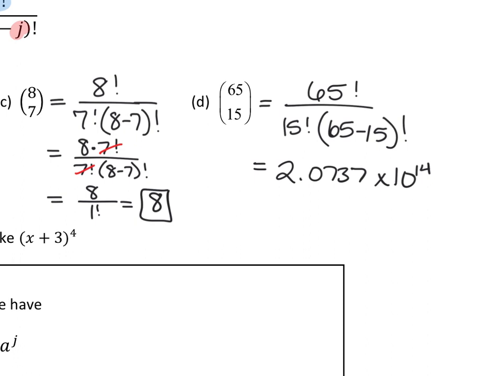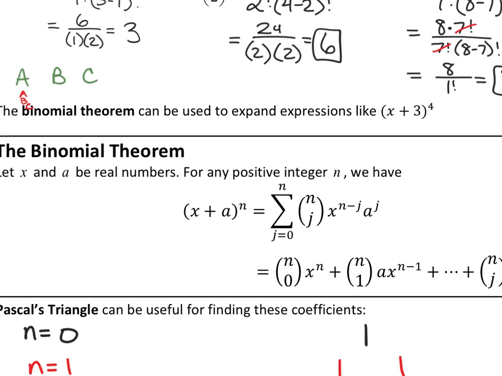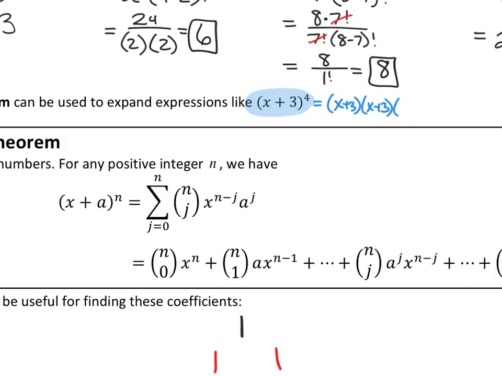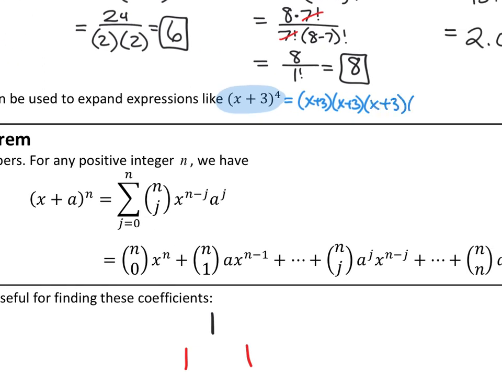Now, the reason that we're learning about combinations at all is to use them as part of what's called the binomial theorem. The binomial theorem is going to allow us to expand expressions like x plus 3 raised to the 4th power very quickly. Now, raising something to the 2nd power is easy because that is just x plus 3 times x plus 3. This is saying to do x plus 3 times x plus 3 times x plus 3 times x plus 3. That's a lot of foiling. That's a lot of distributing.